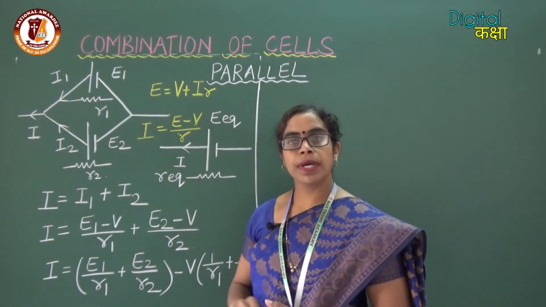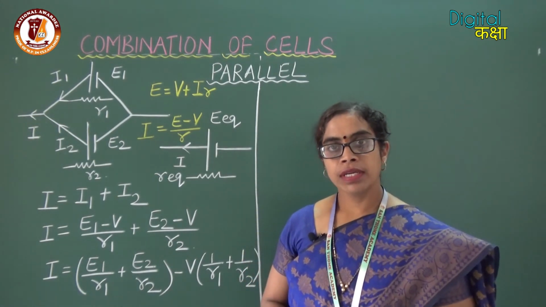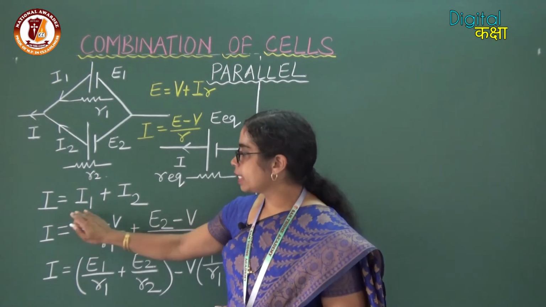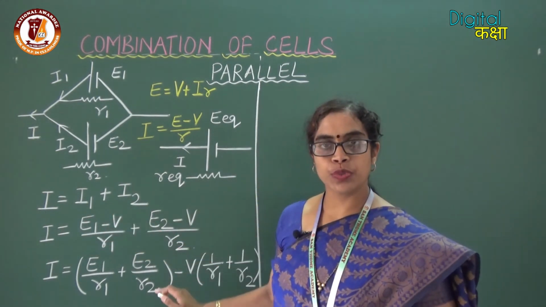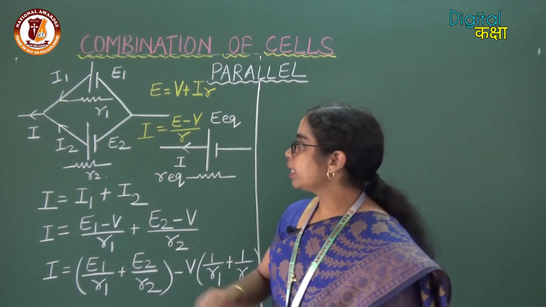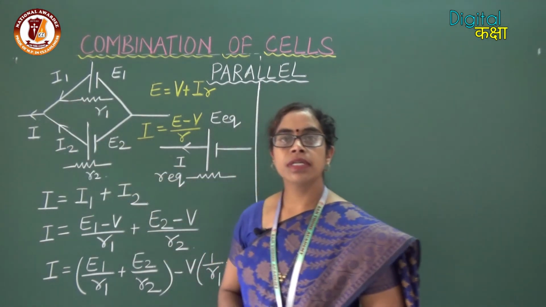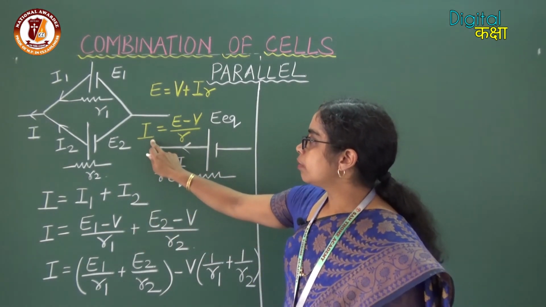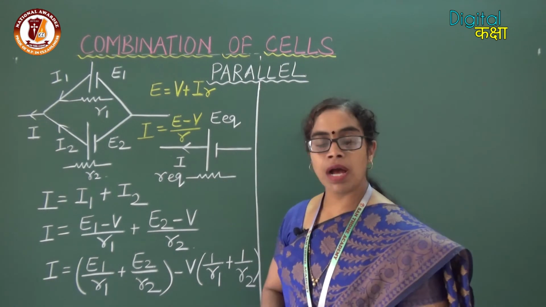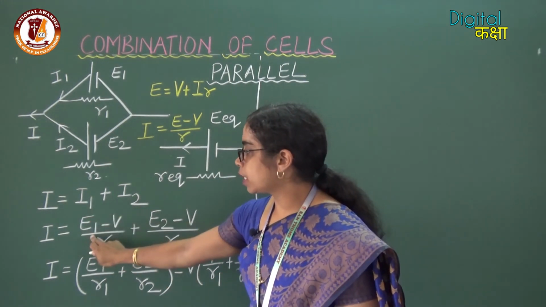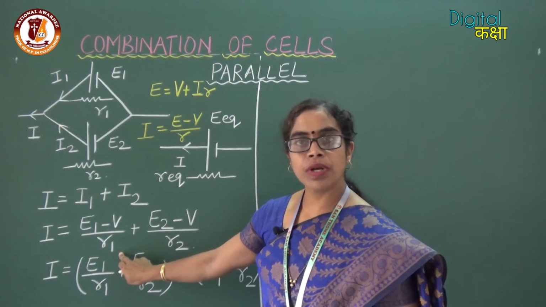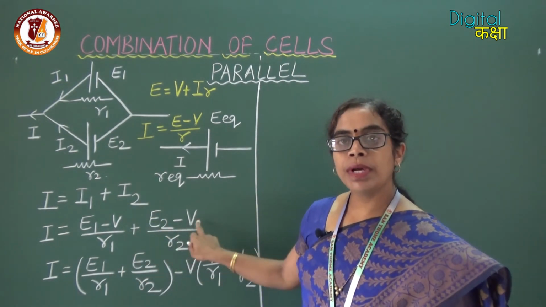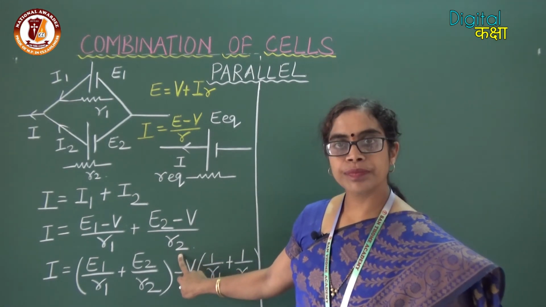Let us start the derivation of the formula for the equivalent EMF and equivalent internal resistance for the two cells in their parallel combination, with the formula for the total current I. This I is equal to I1 plus I2, where I1 is the current drawn from the cell with EMF E1. From the known value of the current, which is given as E minus V upon R, I1 can be written as E1 minus V upon R1, plus I2 can be written as E2 minus V upon R2.